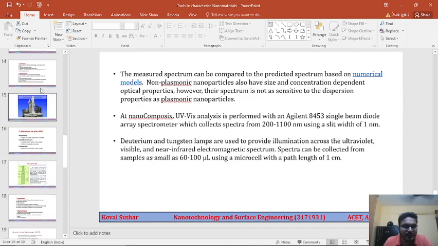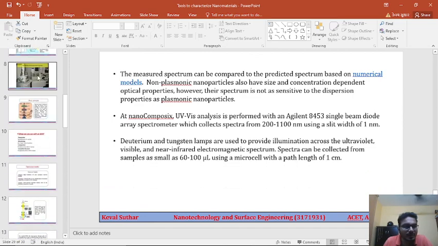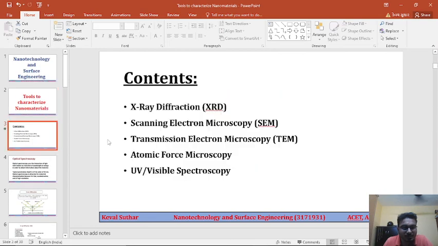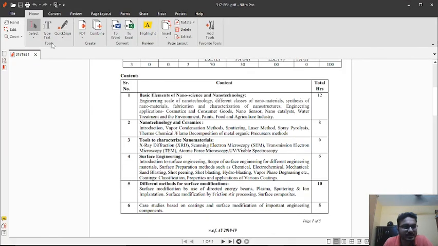So that is the end of today's lecture. Let's go back to the syllabus, what exactly we have finished today. So here we started this chapter, that is tools to characterize nanomaterials. We have already completed X-ray diffraction and scanning electron microscopy. We will try to finish the transmission electron microscopy and atomic force microscopy in our next lecture, and the third lecture will be devoted to the UV, that means ultraviolet/visible spectroscopy.